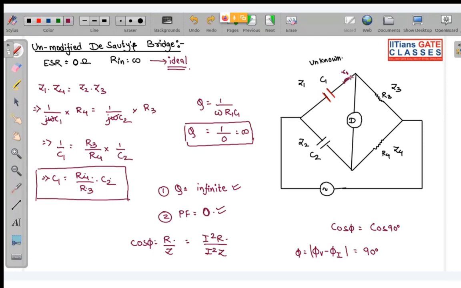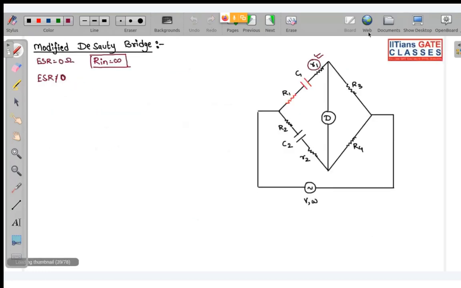So this R1 basically I am introducing. Now this R1 will not be required when I have this significant ESR. If I have a significant ESR which is denoted by R1, then what I will do to this small r1, I will simply make it 0. So this is your modified Desauty bridge, where we have provision for this small r1.